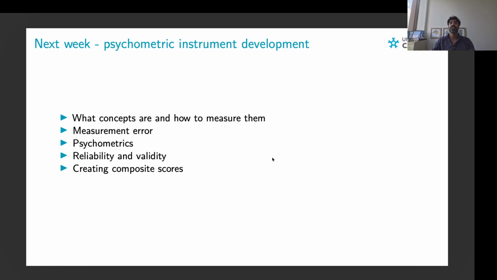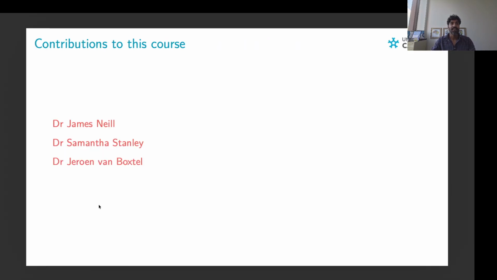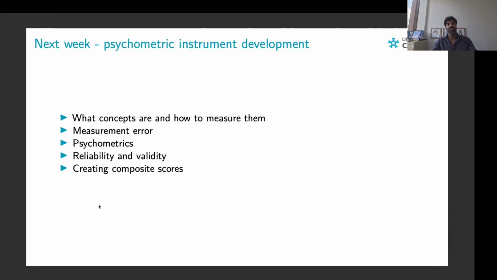So next week, we'll talk about psychometric instrument development, what concepts are and how to measure them, measurement errors, psychometrics, reliability and validity, and creating composite scores. But that's everything for this week. Hopefully you have a good sense of exploratory factor analysis now and what it means and how it works, what the assumptions are, and really you can walk away with a good sense of why we do it and how it's done. And so it's important to understand the relationships between these concepts. So it really, correlations are what underlie it, and hopefully you found it interesting.